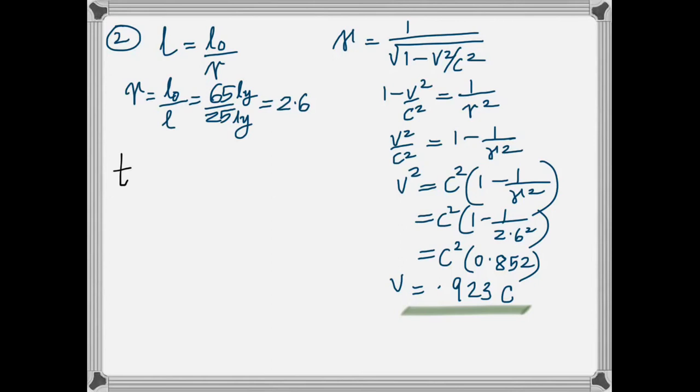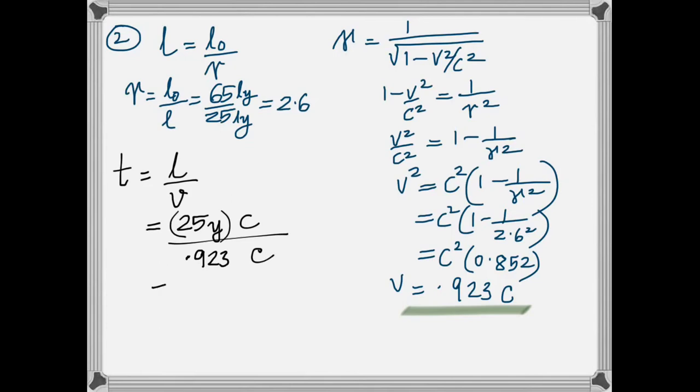Now since you have been asked to find how many years it would take, it's a question about the time, and time is nothing but the distance divided by the velocity. The distance that it appeared to be was 25 light years, and because it's light years, that's why it's multiplied with a c there to show it's light years. And then you got the velocity, so the c's cancel out and you get the answer is 27 years.